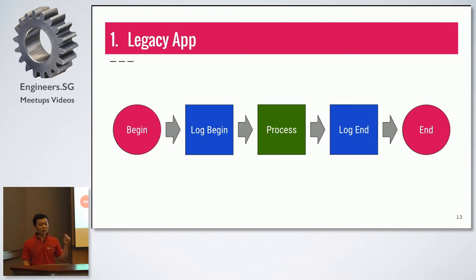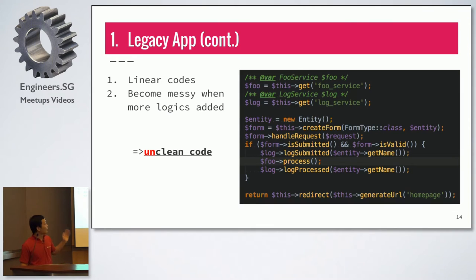Okay, so let's talk about the legacy system. This is a very traditional system, and I just want to give an example. When we start, we do some action, like we log at the beginning of the request, and then we do a process, and we log the response, and then respond. And the code is very linear.